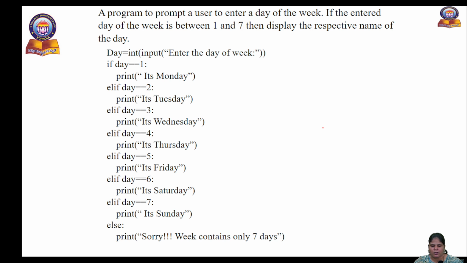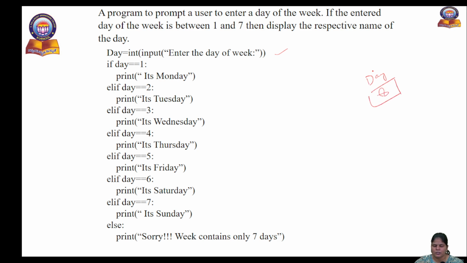So here is a program to prompt the user to enter a day of the week. If the entered day of the week is between 1 and 7, display the respective name of the day. So I am taking the input as the day, enter the day of the week. If the day equals 1, print Monday, else if the day equals 2. So if I take the day value as 8.